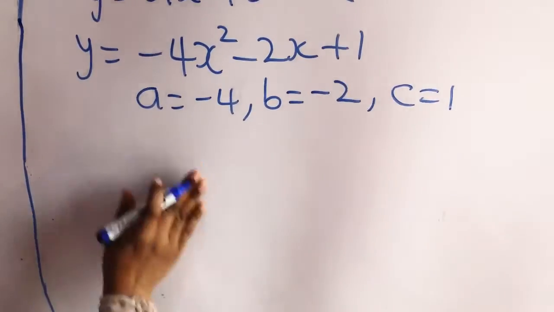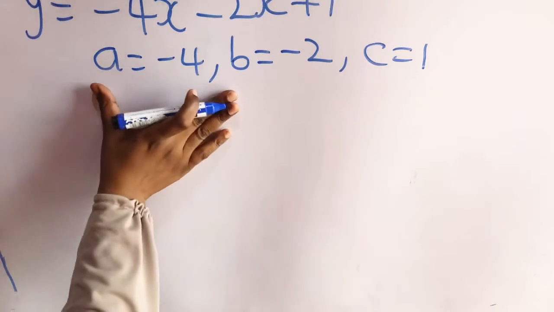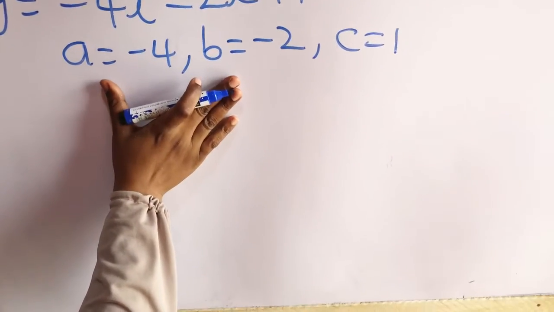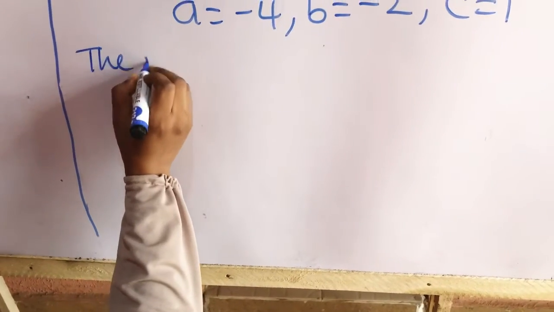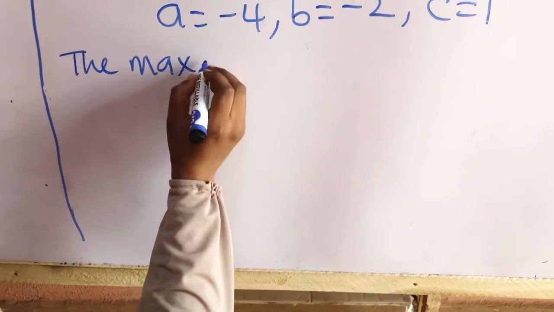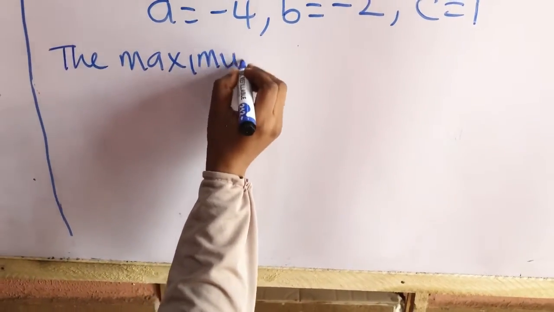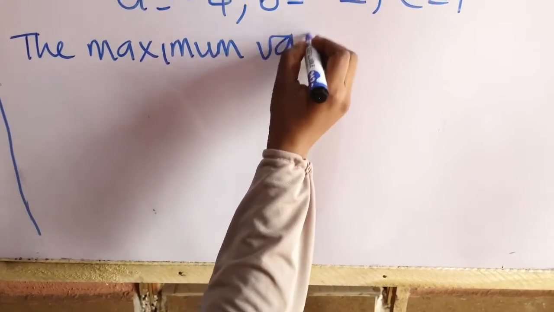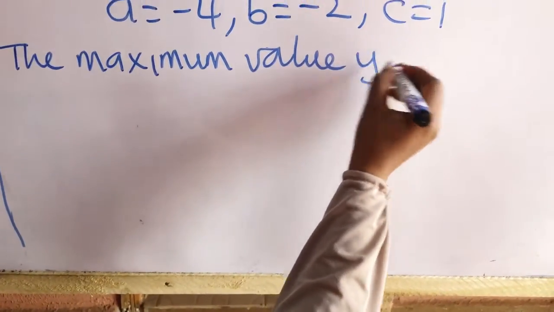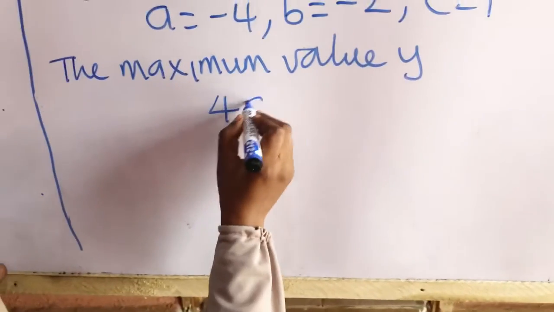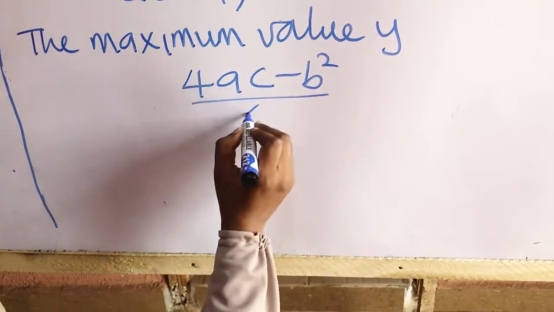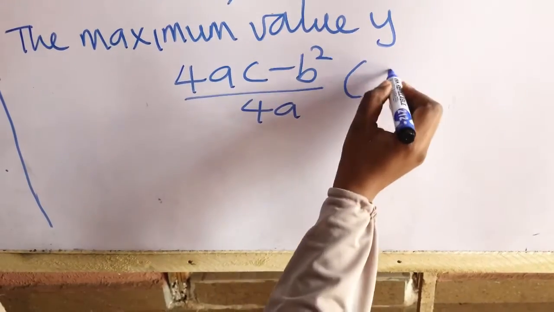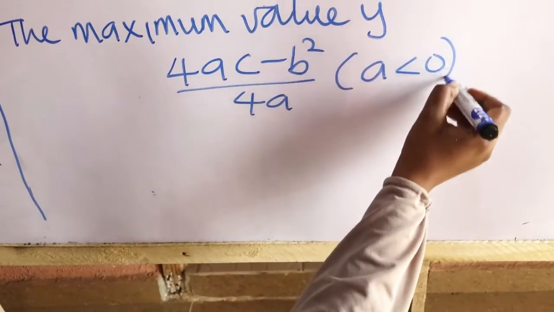So from the formula, you can see that this one will give a maximum value. So the maximum value of y will be equal to (4ac minus b squared) over 4a, that is when a is less than 0.